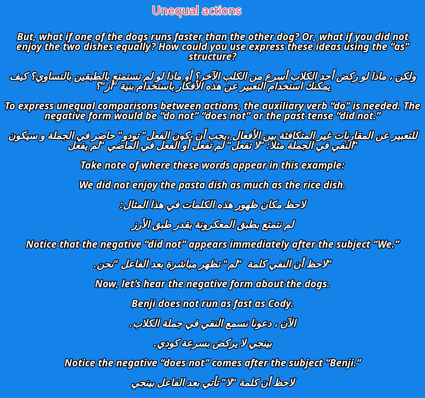But what if one of the dogs runs faster than the other dog? Or what if you did not enjoy the two rice dishes equally? How could you express these ideas using the as structure? To express unequal comparisons between actions, the auxiliary verb do is needed. The negative form would be do not, does not, or the past tense did not. Take note of where these words appear in this example.